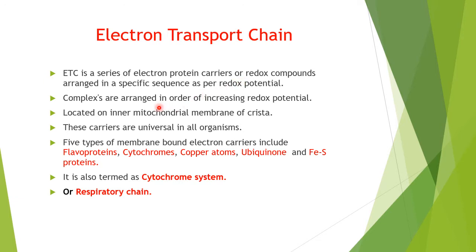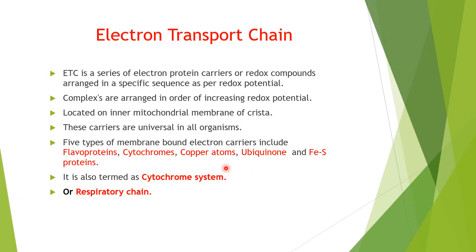And as we have mentioned, these complexes are located within the inner mitochondrial membrane of cristae. And these carriers of the electron transport chain are universal in all organisms. If you see the carriers, there will be broadly 5 types of membrane-bound electron carriers, which include flavoproteins, cytochromes, copper atoms, ubiquinone, and non-heme iron sulfur proteins. We will discuss them one by one to understand their function and their nature.